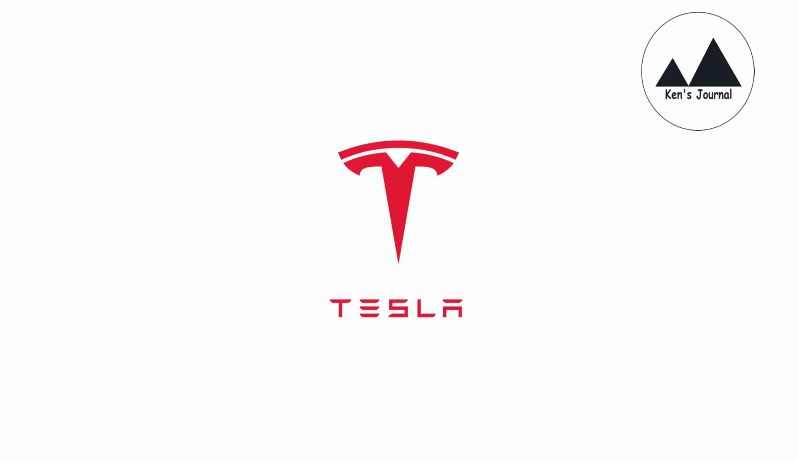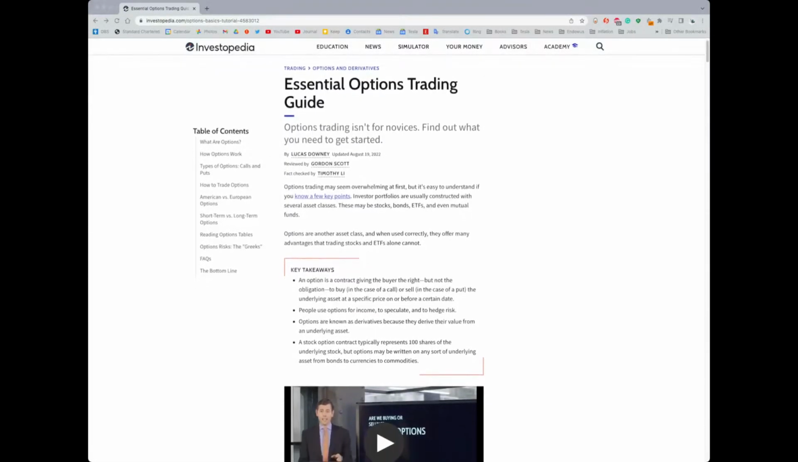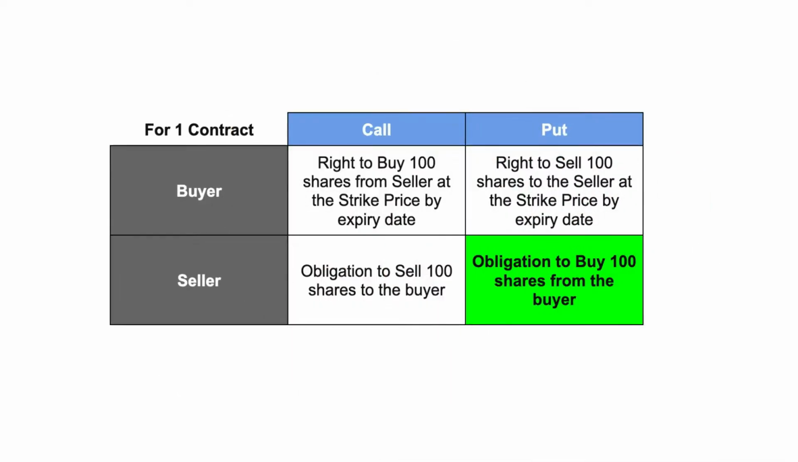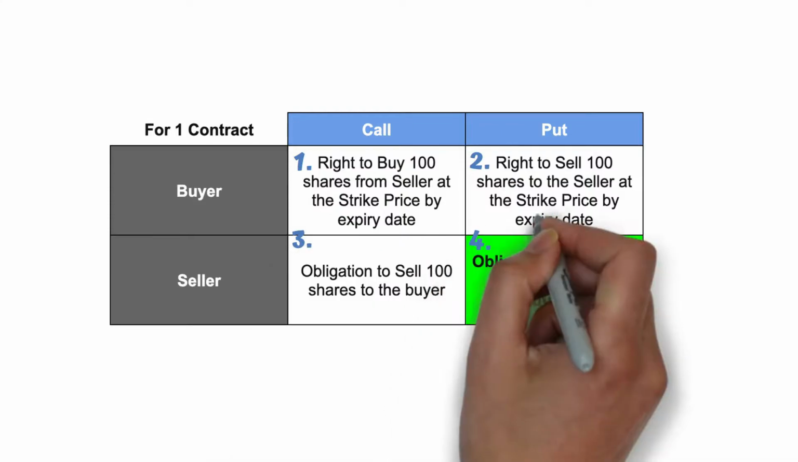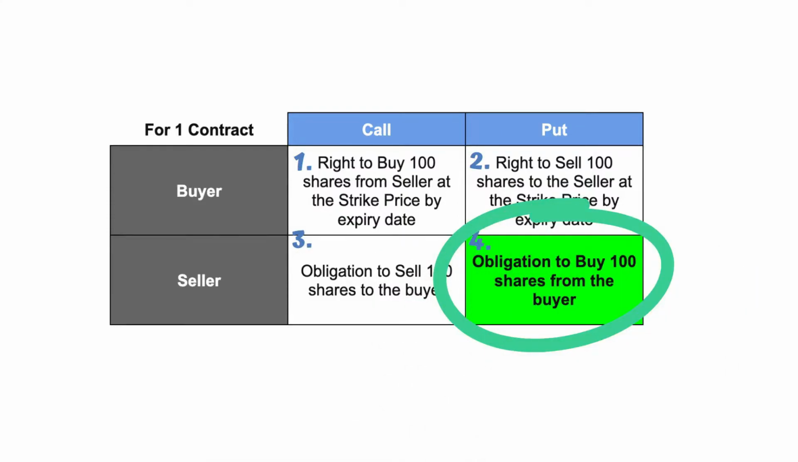I'm not going through the basics of options trading. There are many YouTube videos which you can refer to. One of the best sites is Investopedia, which you can find the link to in the description below. There are 4 ways to use options. For the purpose of this video, I'm focusing only on sell put options, which can be used to lower our risk when investing in a highly volatile growth stock like Tesla.